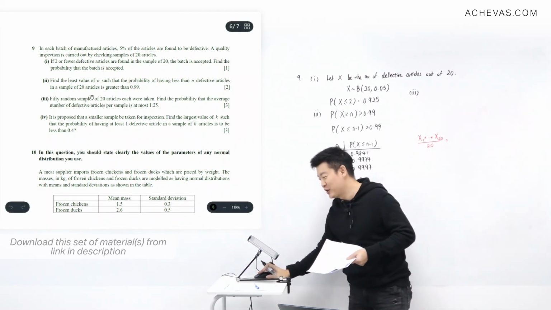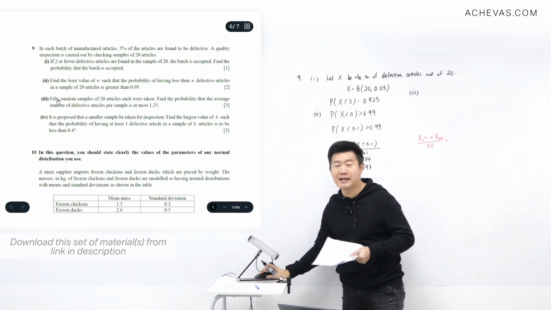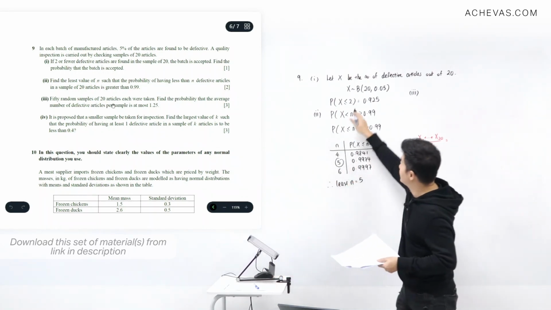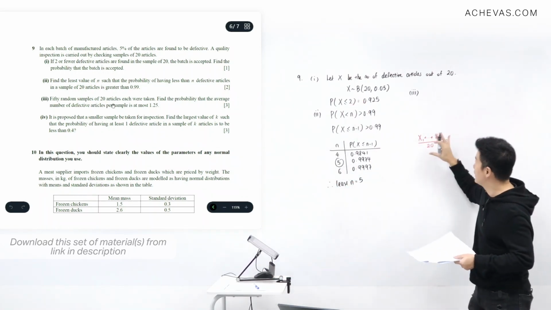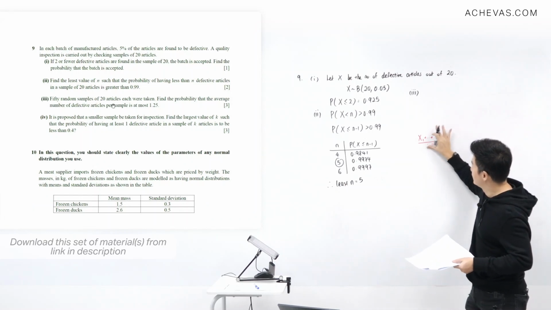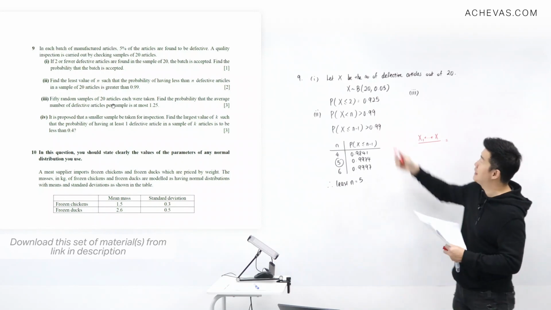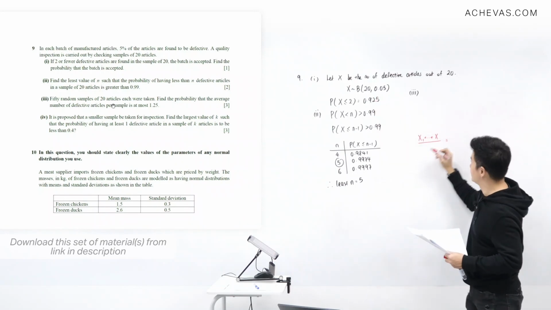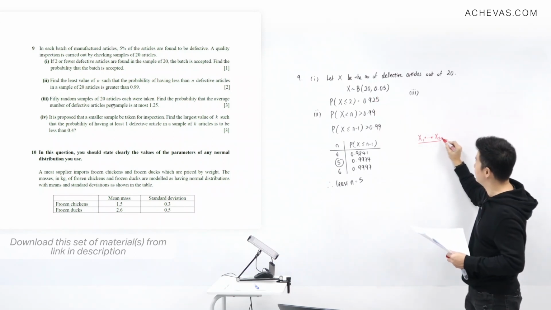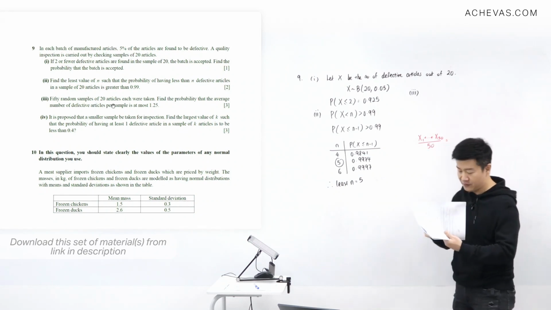So the question says 50. So we are looking at 50 samples of these 20 articles. Okay, so we are looking at 50 versions of this, not 20. So let me correct this. So we are looking at 50 samples of this. So X1 plus X2 all the way to X50 divided by 50.